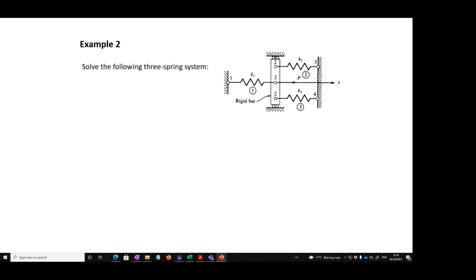I want you to solve this example yourself, and I'm going to show you the solution after week 5. I'm going to put this problem on Canvas so you can go and see it. I want you to think about how to do the assembly in this case. We have node number 1, and this entire rigid block is node number 2, and then you have node number 3 and node number 4. I want you to think about the assembly of this problem. Again, I'm going to show you the solution in probably 2 weeks' time, but you need to think about it yourself.